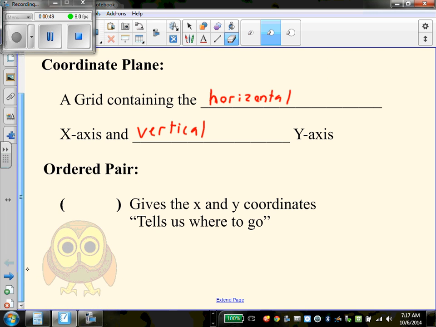When naming points on our coordinate plane, we have an ordered pair. We're always going to write the x value of the point before we write the y number. And this basically tells us where on the coordinate plane we want to go.